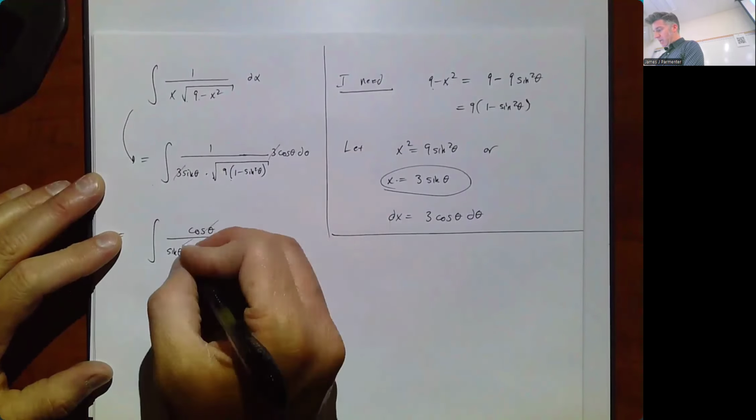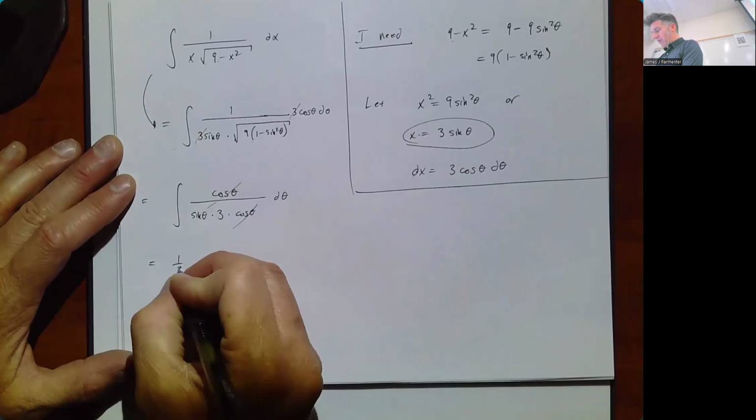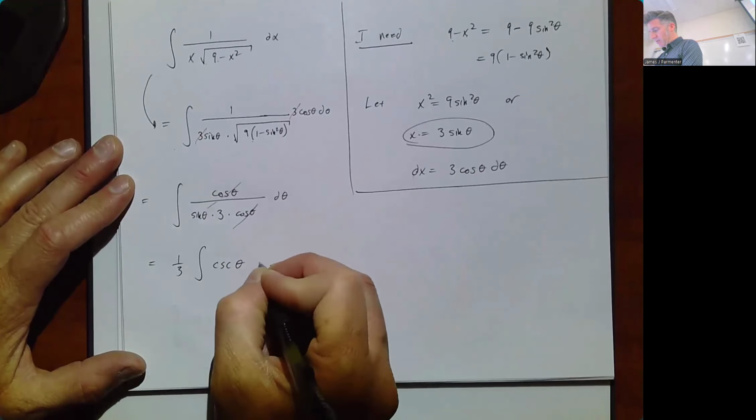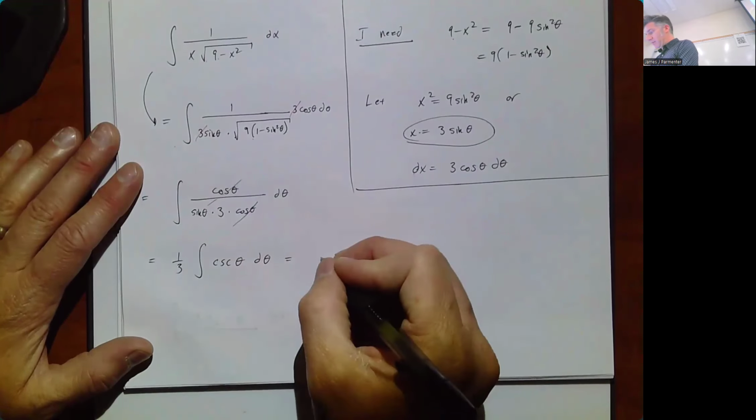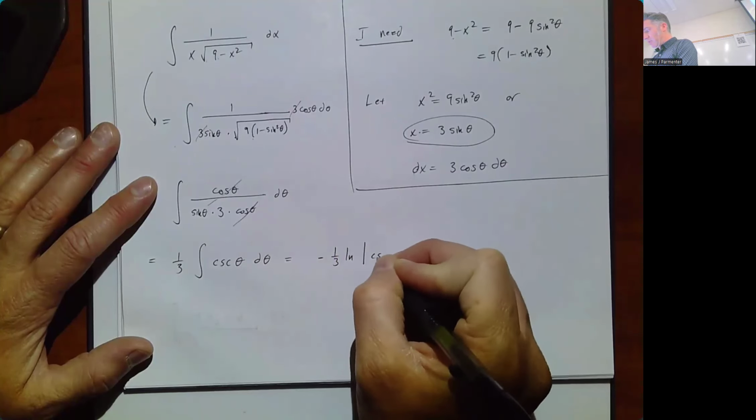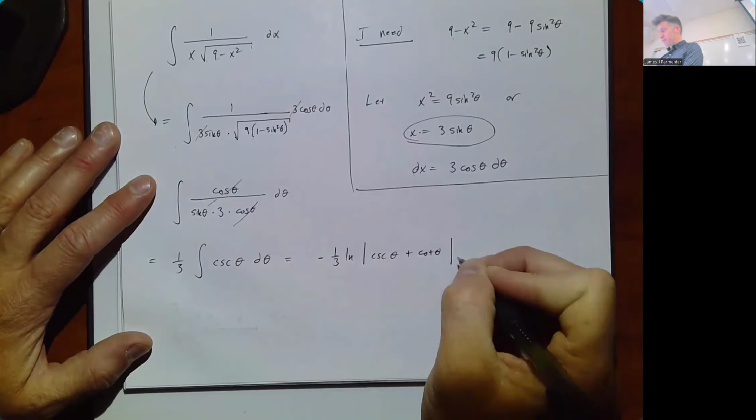Here, the cosines cancel. We bring the 1/3 out in front, and we have 1/3 the integral of the cosecant of theta. Right? 1 over sine is cosecant. And then the integral of cosecant is going to be negative 1/3 natural log of the absolute value of cosecant theta plus cotangent theta, plus c.